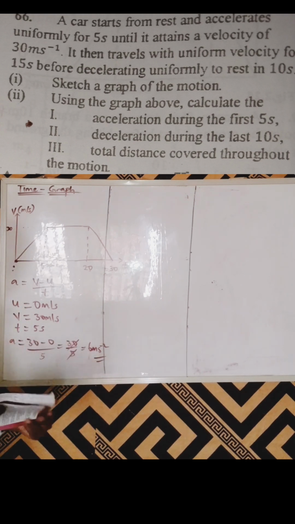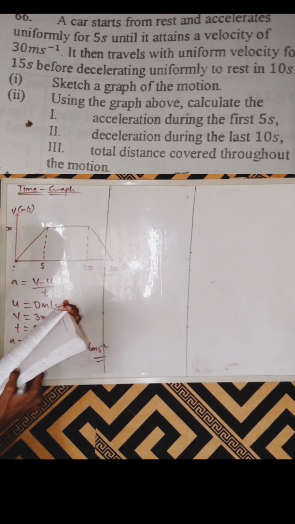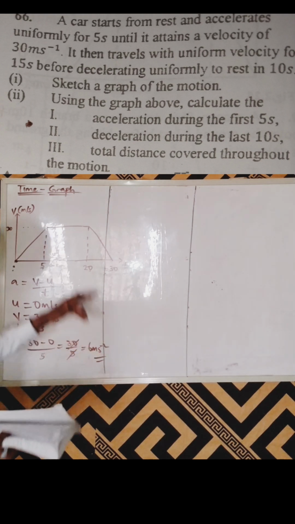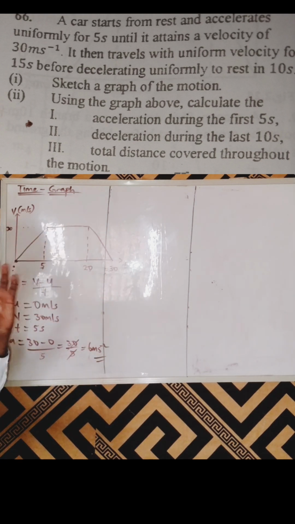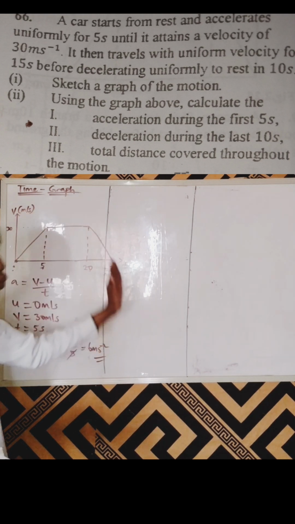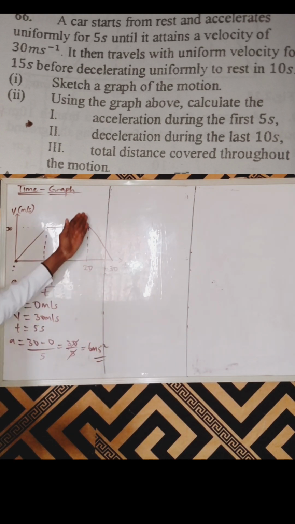What did they ask me to look for next? They asked me to calculate the deceleration during the last 10 seconds. This is the last 10 seconds now. Remember, anytime they ask to find acceleration, you move towards up. Anytime they ask to find deceleration, you move to the ending side where it goes down. You understand? Yes.